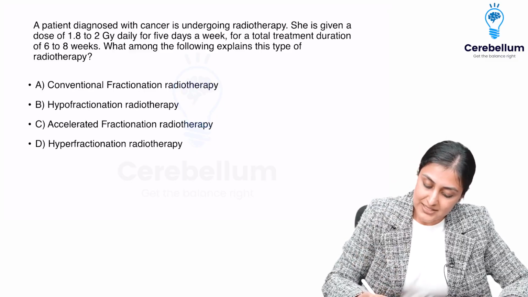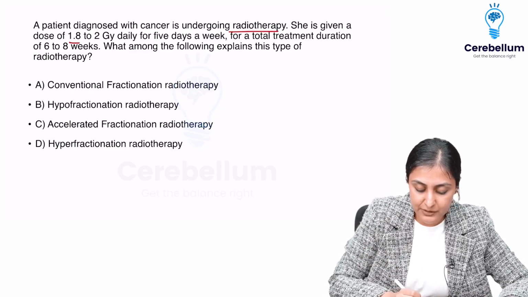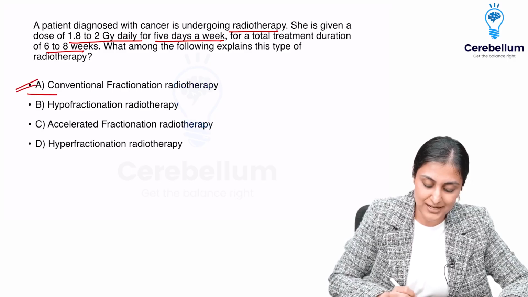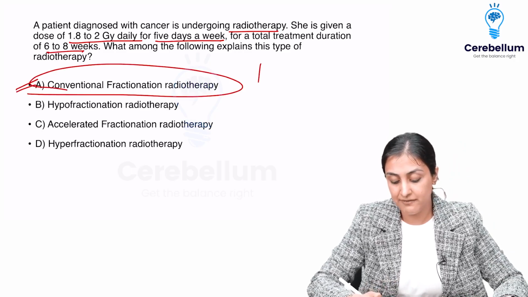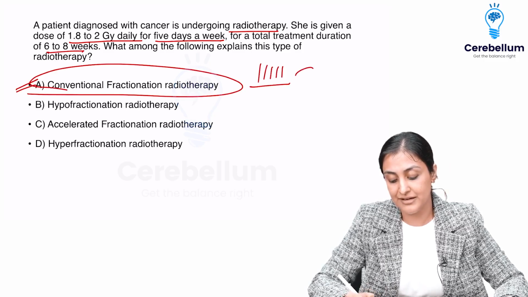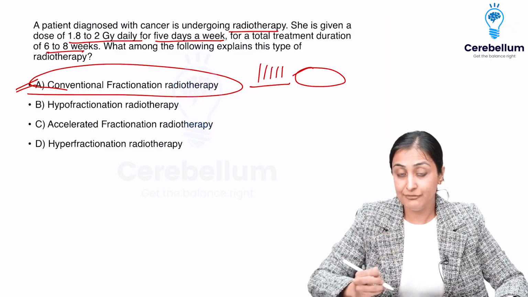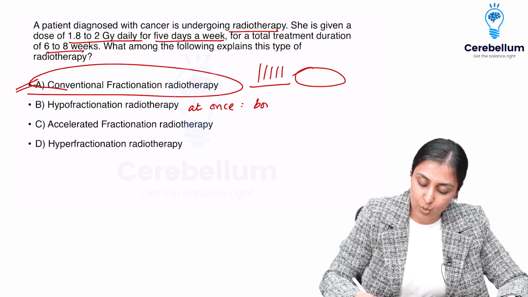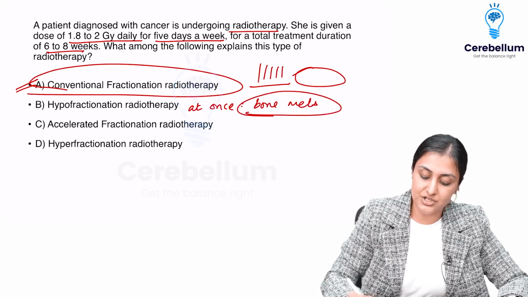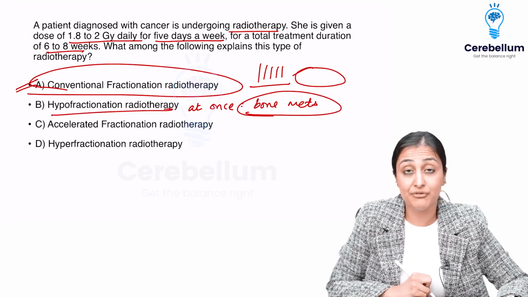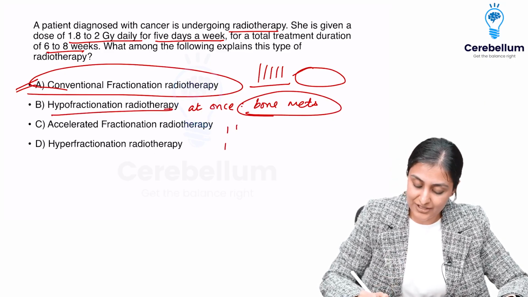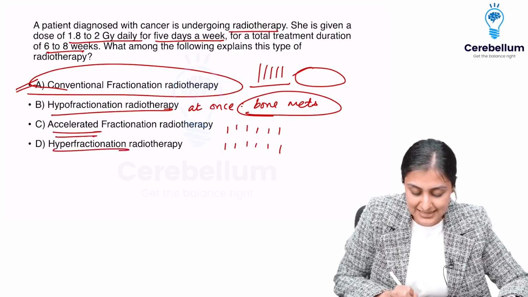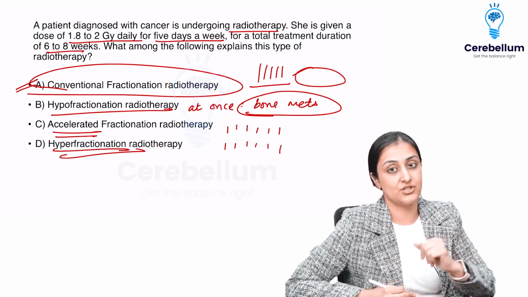A patient diagnosed with cancer is undergoing radiotherapy. She is given 1.8 to 2 grays for 5 days a week for 6 to 8 weeks. This is what is called conventional fractionation, when you give a little radiation for 5 days and give 2 days as a break. If you give a large dose of radiation in few fractions, this is frequently done for bone metastasis, and it is called hypofractionation. And when you give 2 fractions in one day, and you don't give this break, this is called accelerated or hyperfractionation.